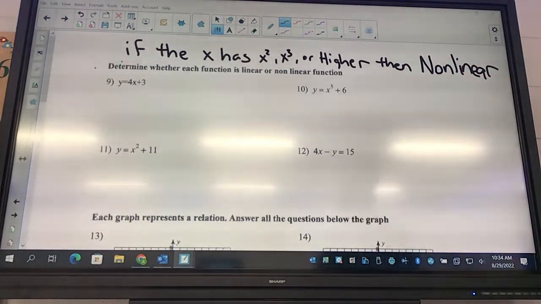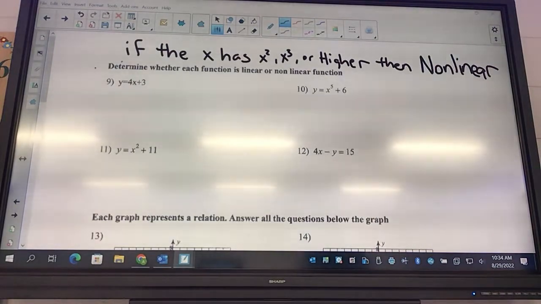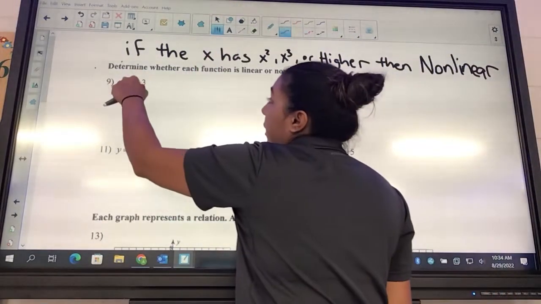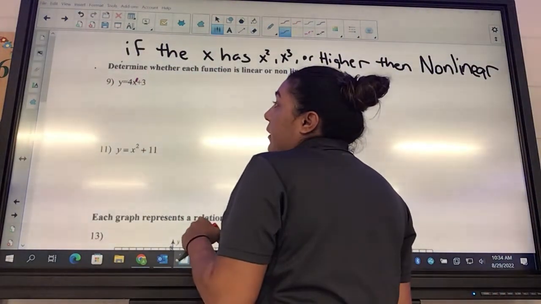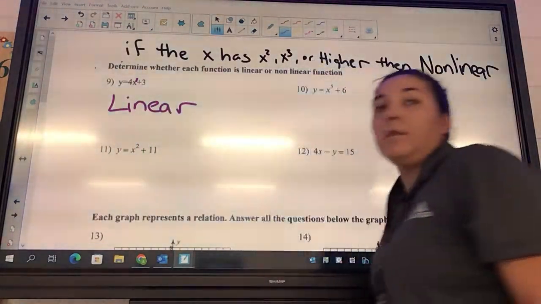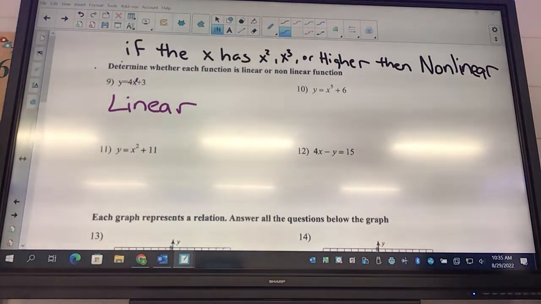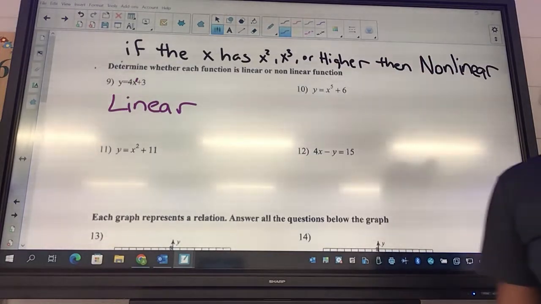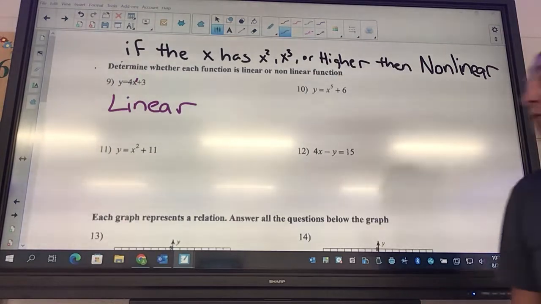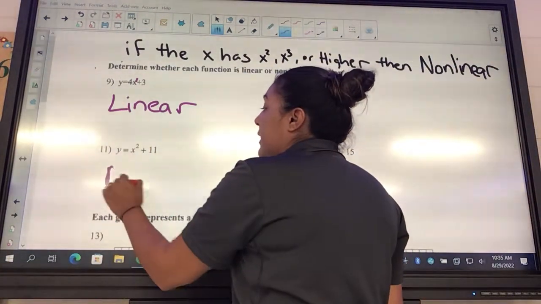It's the exponent, so make sure that's a good note to write on your sheet. Number 9. Linear. It is linear, so we're looking at the exponent. See right here, there's no little baby number, so that means it's going to be linear. Number 11. What is that? Non-linear. Why? Because it has a square. Exponent of 2, right? See this little baby 2? That makes it non-linear.